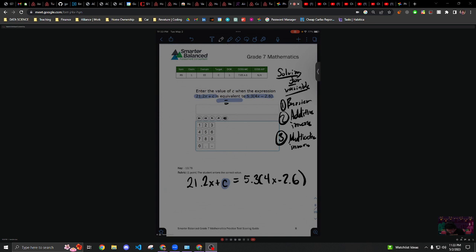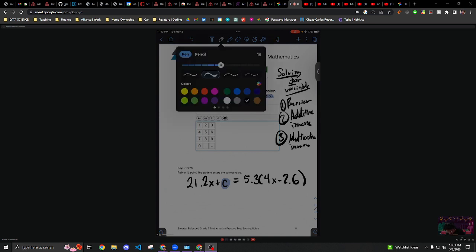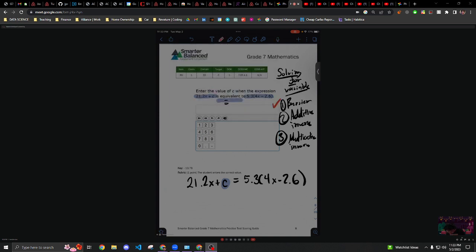Start off by making your barrier. Let's go ahead and make our barrier. Our barrier is where the equal sign is at. And that's it. That's our barrier. Next thing is our additive inverse. Whoa, before we even get to that, we've got a number next to a parentheses. We've got to deal with that.